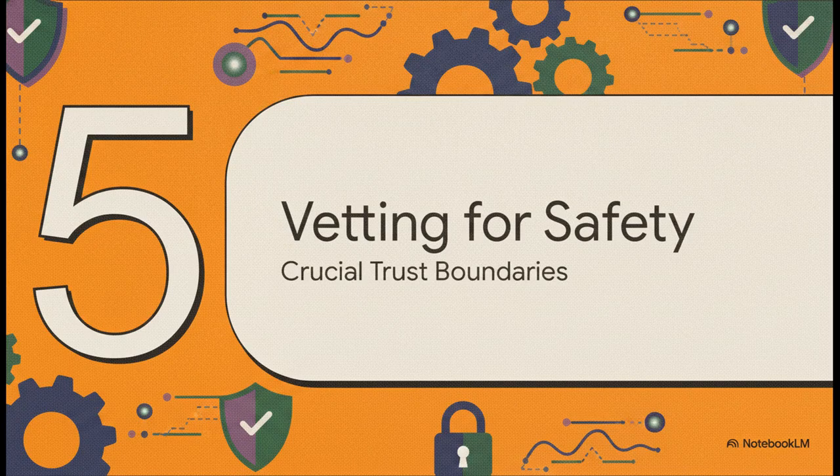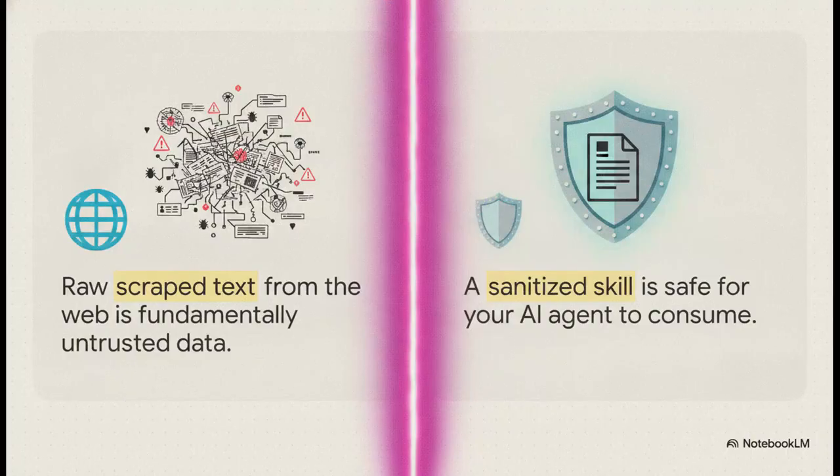Finally, part 5, vetting for safety. We absolutely have to talk about the trust boundaries here, contrasting raw data with the final output. Scraped page text from the open web, or honestly, even from a provided input file, is fundamentally untrusted data. A malicious page could totally attempt a prompt injection. Skill3 handles this by throwing up a massive, strict boundary between that untrusted web scrape and the deterministically sanitized, self-corrected skill that your AI agent actually consumes in the end.